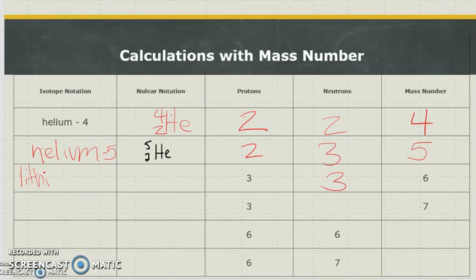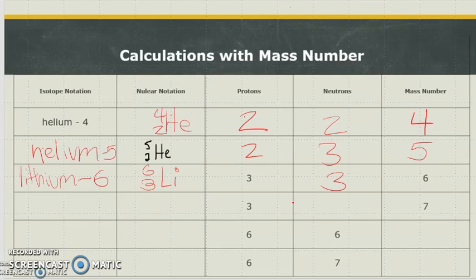Lithium. There we go, and we know it's going to be lithium-6. And now we can write this in nuclear notation, 6 over 3 Li, which is the abbreviation for lithium. And just like that, we've already gotten a ton of this stuff. So let's move on to our next one.